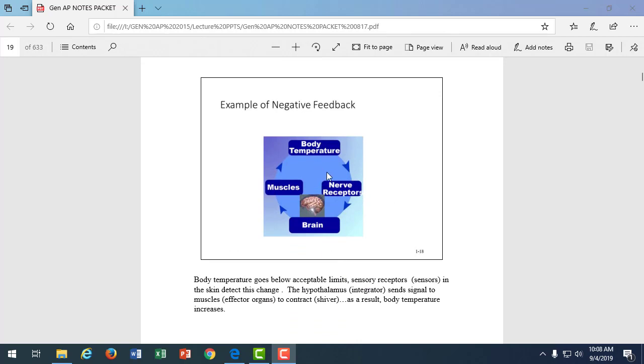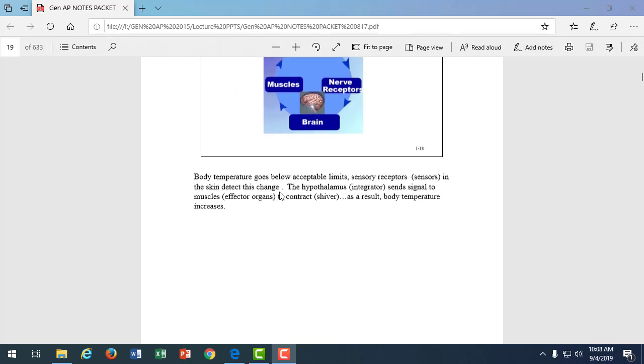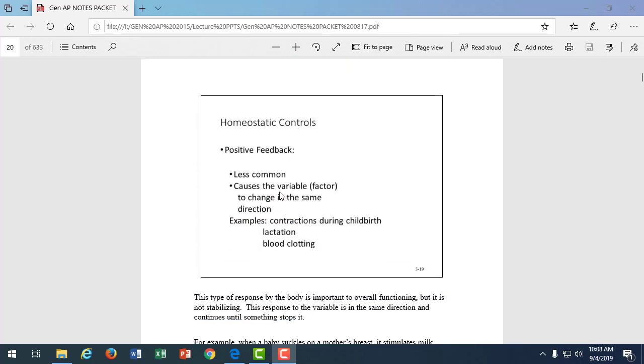So body temperature we talked about: nerve receptors in the skin would be the sensor, the brain is the integrator, and the muscles that cause shivering would be the effector cells. So be able to give an example of negative feedback, because those are important mechanisms you're going to see in your patients. And I can tell you it's the number one cause of why patients come in the hospital: they have broken feedback mechanisms. Their heart isn't able to adapt, or their blood vessels can't open up to drop blood pressure because they're full of cholesterol and plaque. So we have to give medicines to do it rather than allow the body to do it on its own.